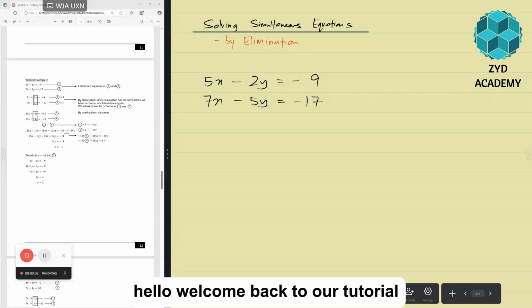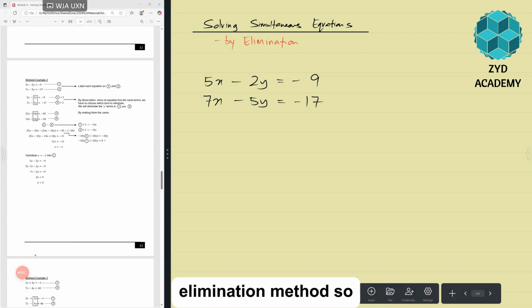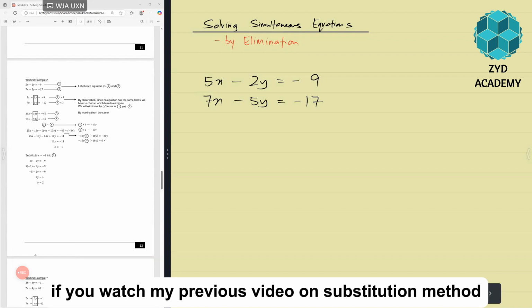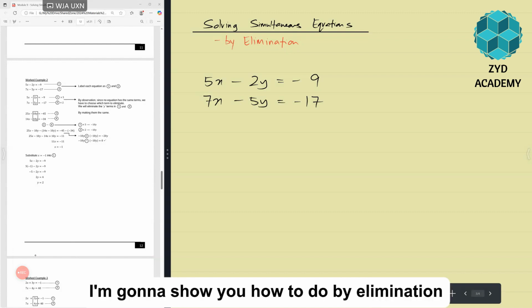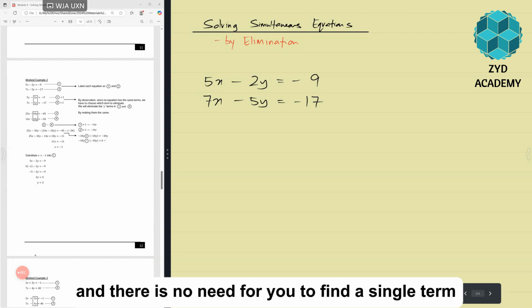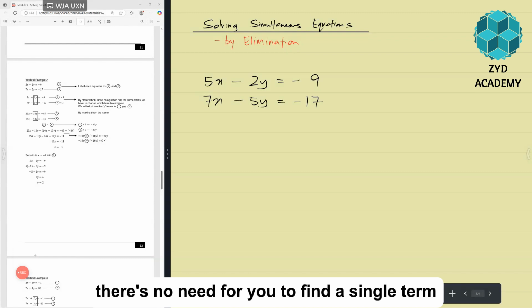Hello, welcome back to our tutorial on solving simultaneous equations by elimination method. If you have watched my previous video on substitution method, this time round I'm going to show you how to do it by elimination, and there is no need for you to find a single term, unlike by substitution. Okay, there's no need for you to find a single term.